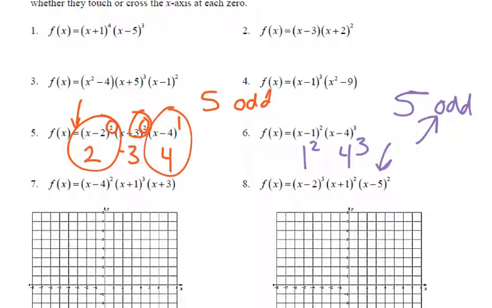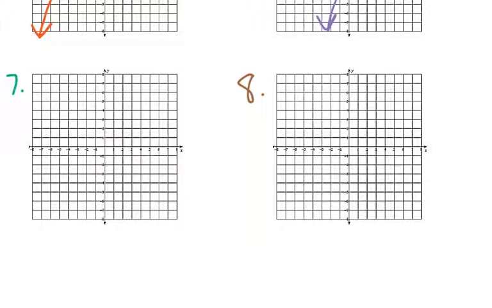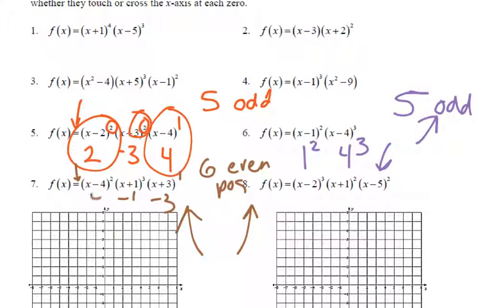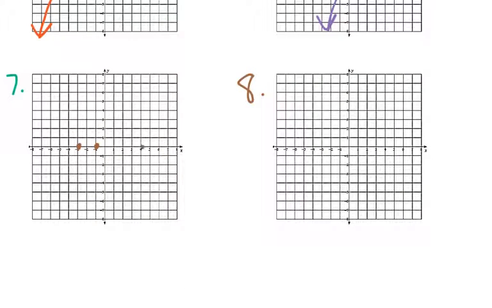Okay, number 7. So we've got 2, 3, and 1. So finally 6, so and positive, so even and positive. So they're both going to be going up to the right and to the left. We have a negative 3 and a negative 1, and a positive 4. So from 4, it's going to be going up.